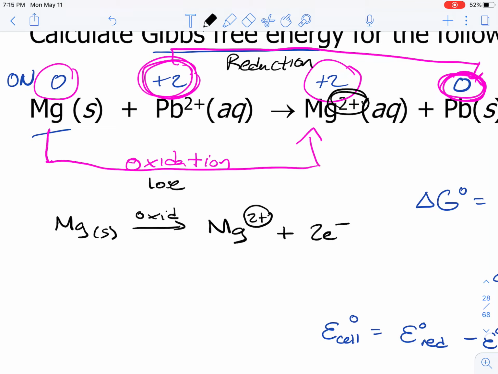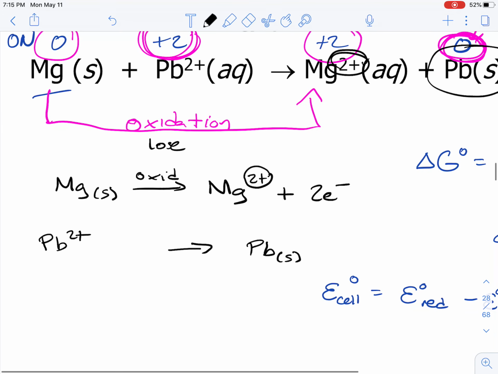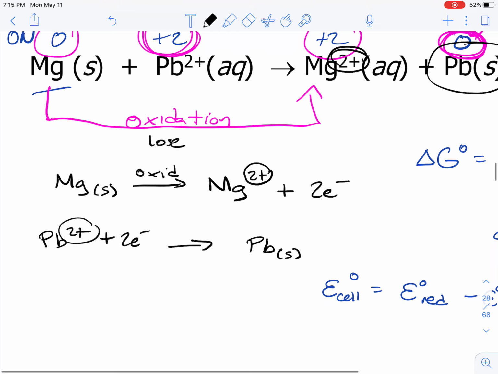Now looking at reduction, reduction means to gain electrons. And so if we have lead 2 plus, and for it to become lead solid with no charge, as indicated here, that means that we would have to add 2 electrons to balance the charges out. And so this is going to be reduction.